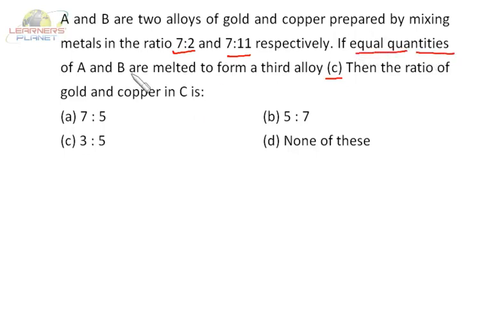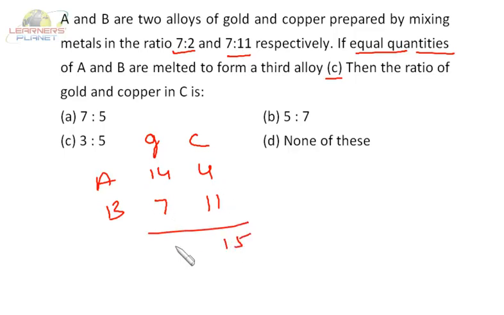Equal quantities. Here suppose it is 9 kilograms and here it is 11 plus 7, 18 kilograms. So if I have to melt equal quantities, I should make it also 18 kilograms. So if I double it, I'll be getting 18 kilograms. So it is gold, copper, alloy A, alloy B. In alloy A, gold will be double of 7, that is 14, and copper is 4. In this case it will be 7 and it will be 11. So it is 21 and it is 15.